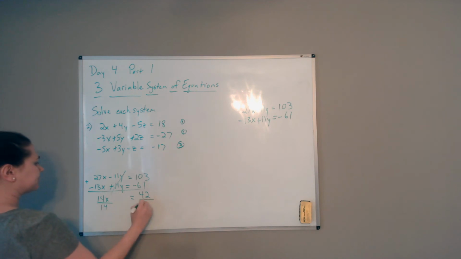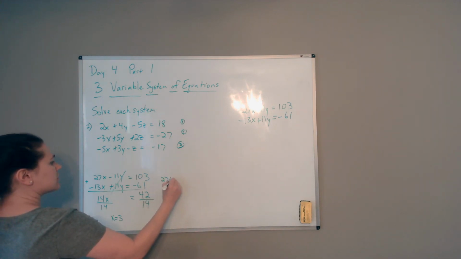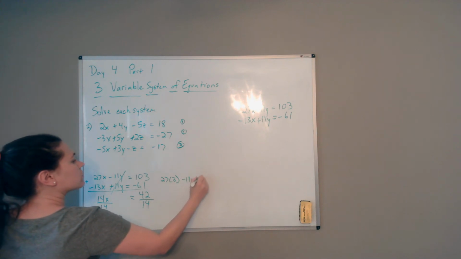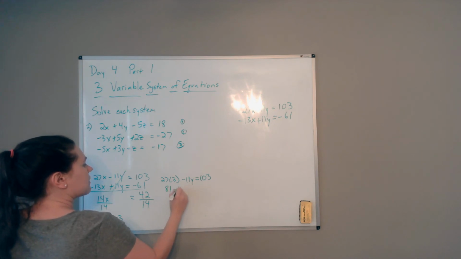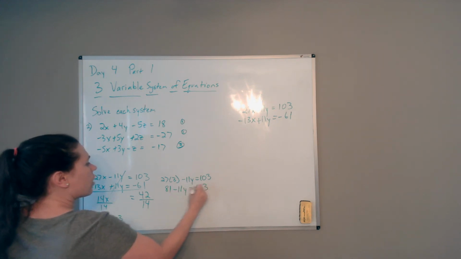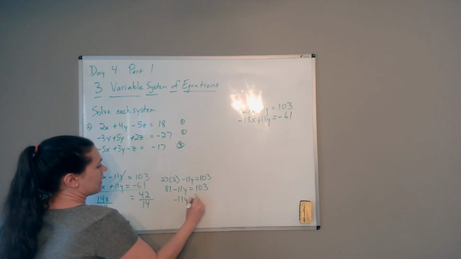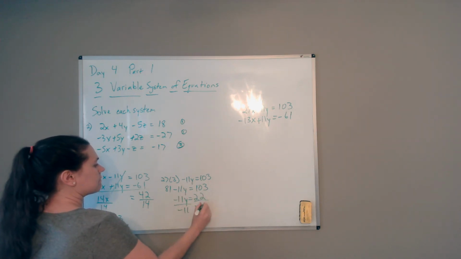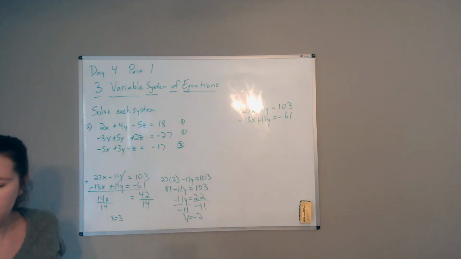Divide by 14, and x equals 3. And so now we find what y is. So we could do 27 times 3 minus 11y equals 103. So that gives us 81 minus 11y equals 103. And so now we have to take 103 and subtract 81, and that puts us at 22. And then divide by negative 11, and y equals negative 2. Now, if you get a fraction, don't be nervous, you can get fractional responses here. They don't always have to be integers.